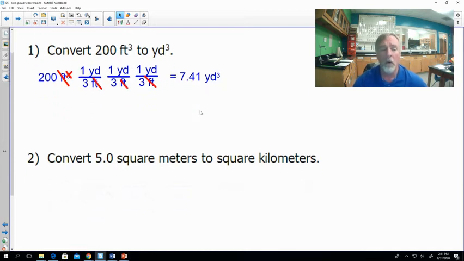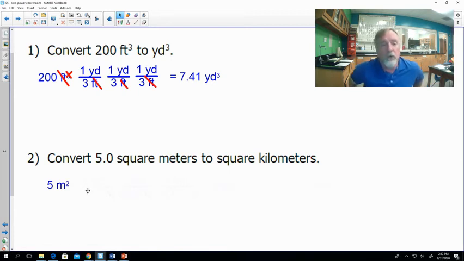And finally, let's do one more. We're going to start with 5 square meters and convert to square kilometers. So again, what are we starting with? Square meters, 5 square meters. We know we're going to kilometers. So what's the conversion we know between kilometers and meters? We know that 1 kilometer is 1,000 meters.